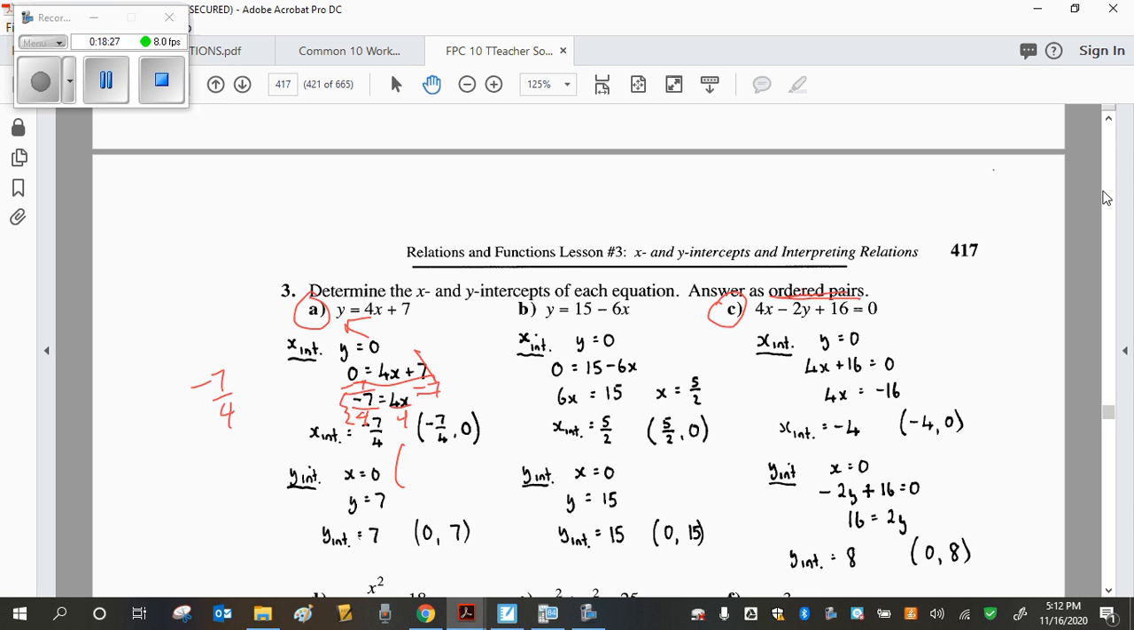I'll accept that answer, but you might see this on multiple choice, so make sure you know how to do that. How many 4s are in 7? 1. How many left over? 3, and keep the same denominator. That's a 0.